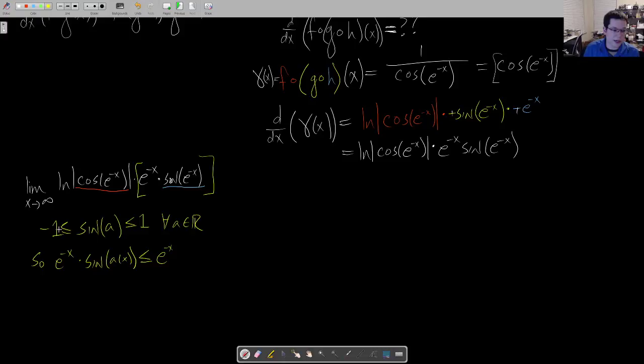Because sine of e to the negative x is going to sit between -1 and 1. It will only ever make a number smaller in magnitude. It may change the sign, but it will never make it have a larger magnitude. e to the negative x is always positive, so we can say this is true.